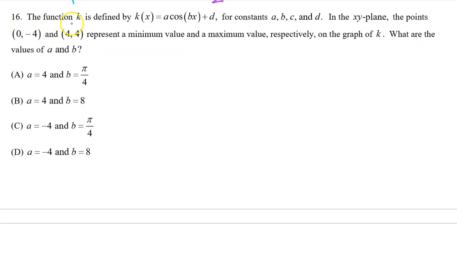Number 16. The function k is defined by k of x is equal to a times the cosine of bx plus d for constants a, b, c, and d. Well, they didn't say c. c is 0. We know this. In the xy plane, the points (0, -4) and (4, 4) represent a minimum value and a maximum value, respectively, on the graph of k. What are the values of a and b?